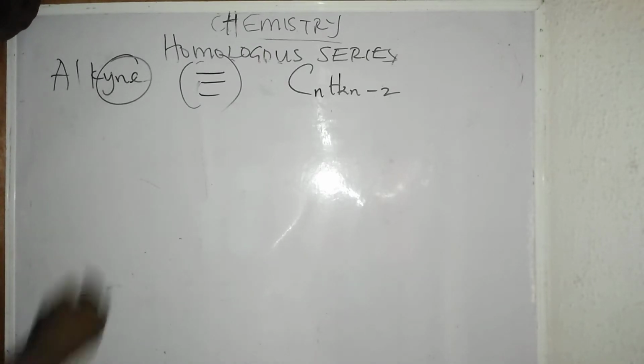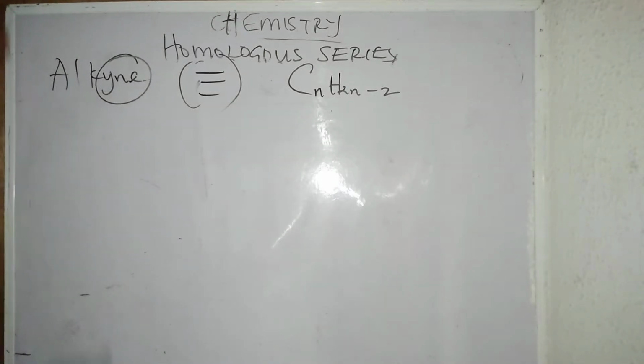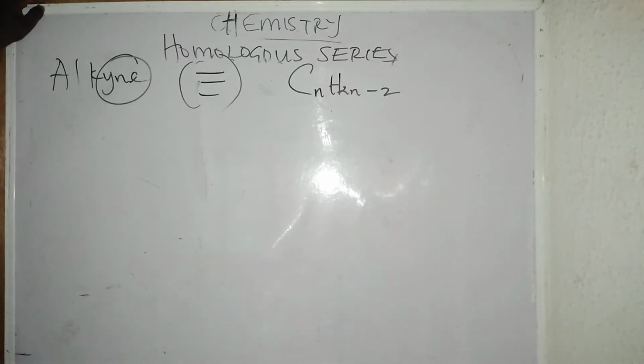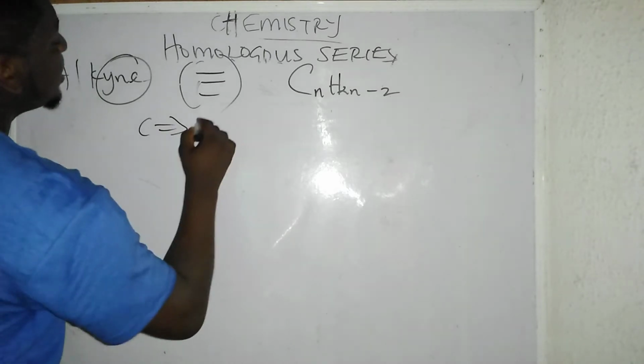Because of the concept of hybridization, having triple bonds, we really need to have our fundamental knowledge on this before we can go into homologous series. That is why a video on hybridization has been done. Two carbon atoms were involved in the formation of this structure, and because two carbon atoms were involved, the first member of the alkyne family has carbon number equal to 2.